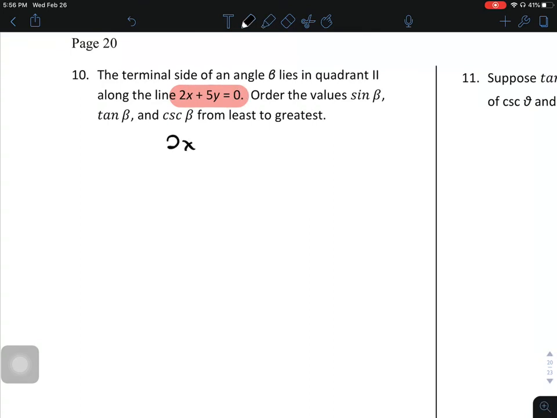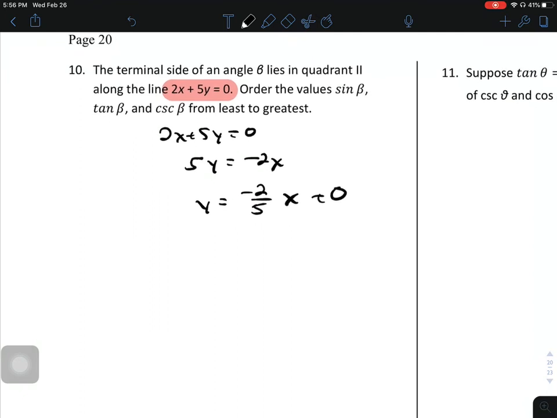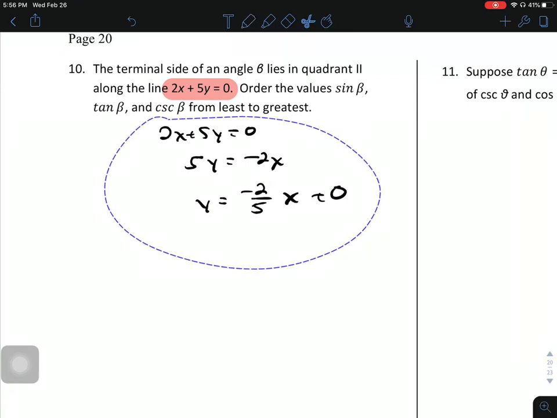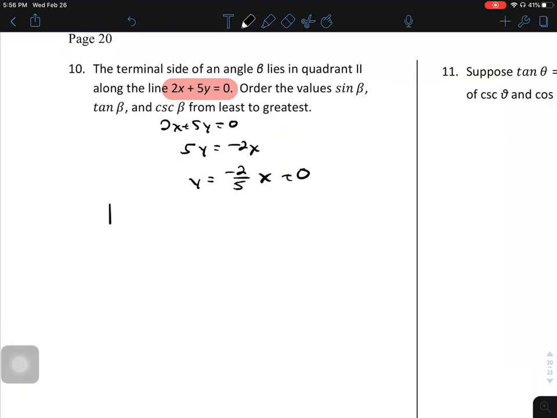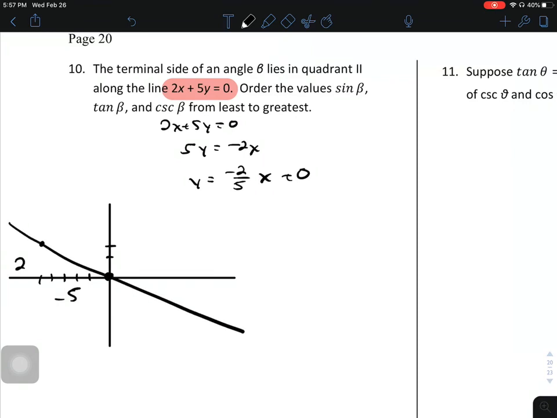If I get it in slope-intercept form, I get a y-intercept of 0 and a slope of -2/5. So if I start here at 0 and I go up 2 and to the left 5, here's what I know for certain. The ordered pair -5, 2 has to be on this line.